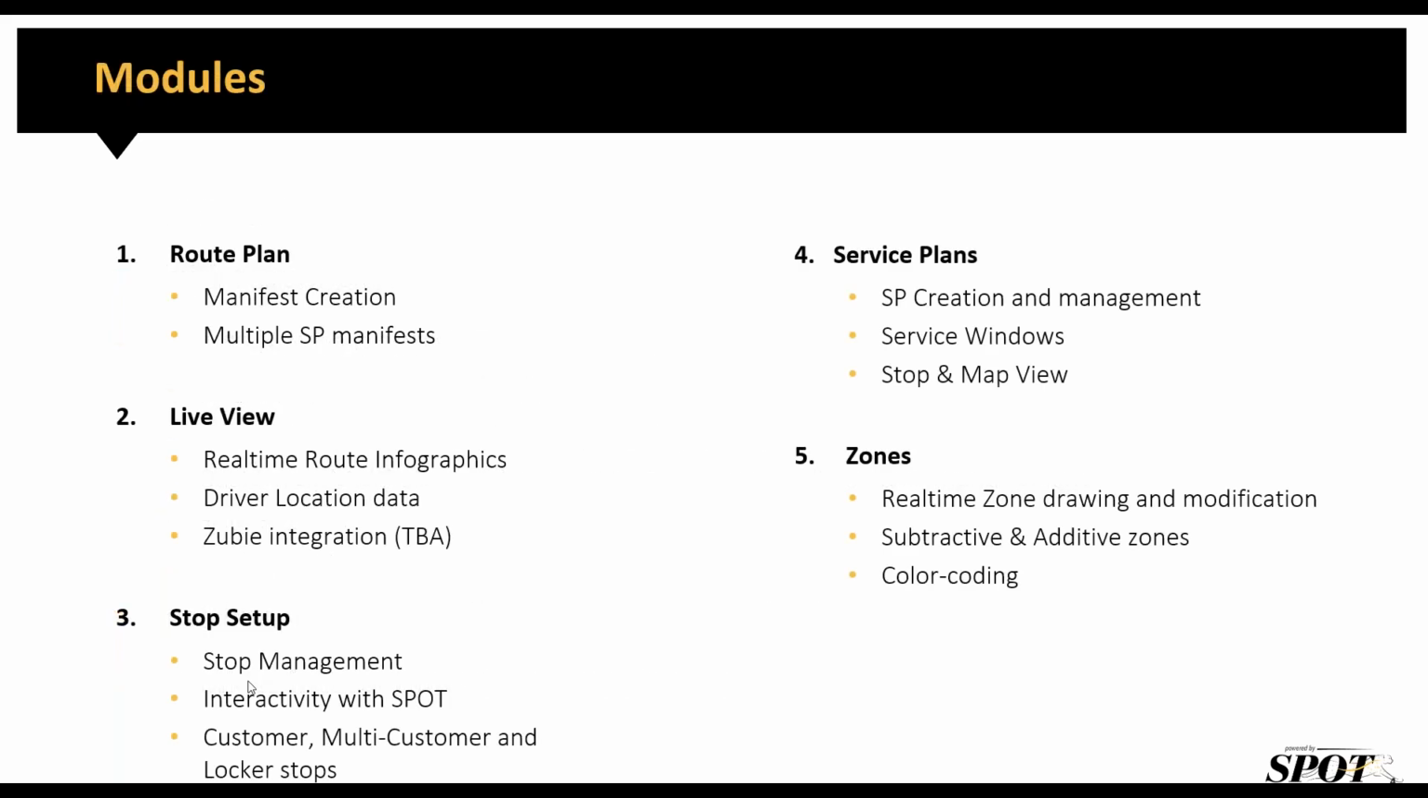The 5 modules we have on Delivery Console are, first, Route Plan, and again, this is the manifest creation tool. One of the key things that we've added and expanded upon in the manifest creation tool is that now you can create one single manifest for as many of your service plans as you want, meaning that if you have 3 service plans and they have about, let's say, 50 stops each, you can create one single manifest that will include all those 150 stops in a single manifest for one single driver if you so desire.